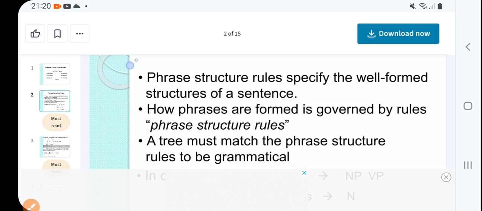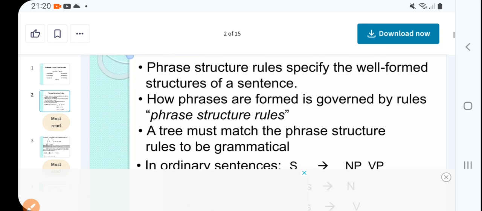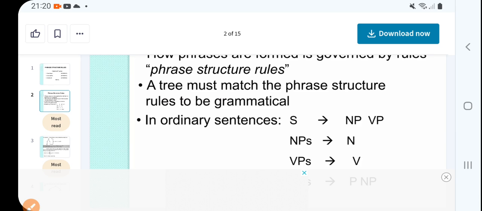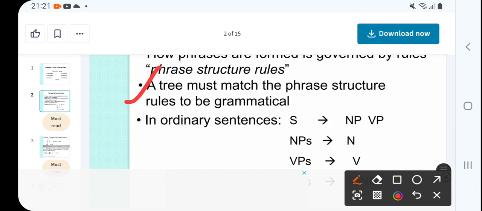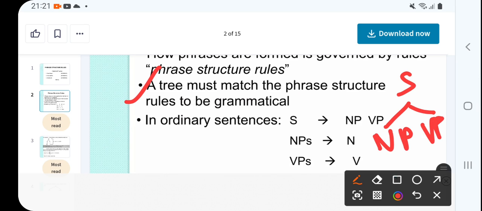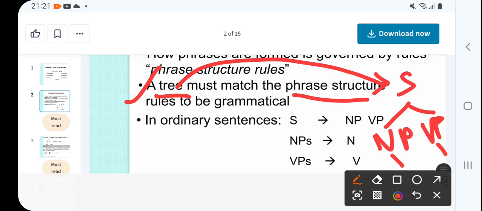How phrases are formed is governed by rules. Phrase structure rules: a tree must match the phrase structure rules to be grammatical. Very important point. A tree must match the phrase structure means if you are making a tree this way, that's a noun phrase, verb phrase, right? So this tree must match the phrase structure rules to be grammatical, right?